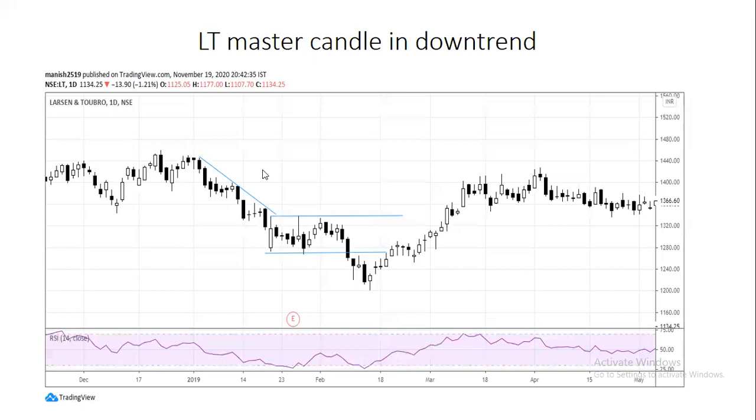See, this is LT, downtrend. Initially, it was a downtrend. Master candle, then it went sideways, then breakdown, and after the breakdown, you can see we got a fall. In 4 sessions, this was a 60-70 points fall in LT. Here you can enter with a bear put spread. You can design a bearish strategy using put options because support is taken out, so the view is bearish. We can go for a bear put spread.